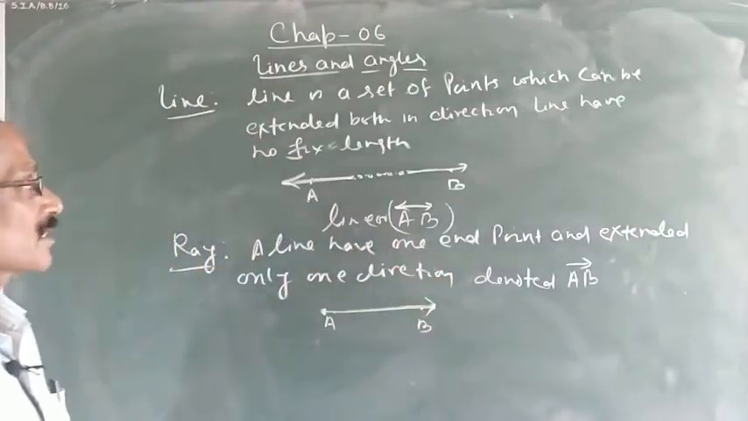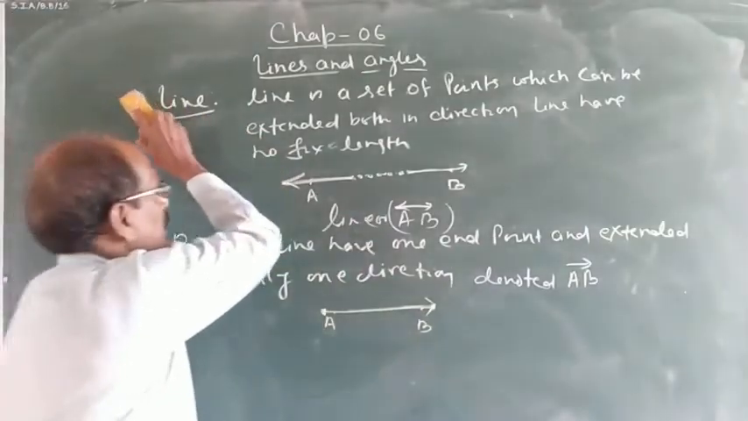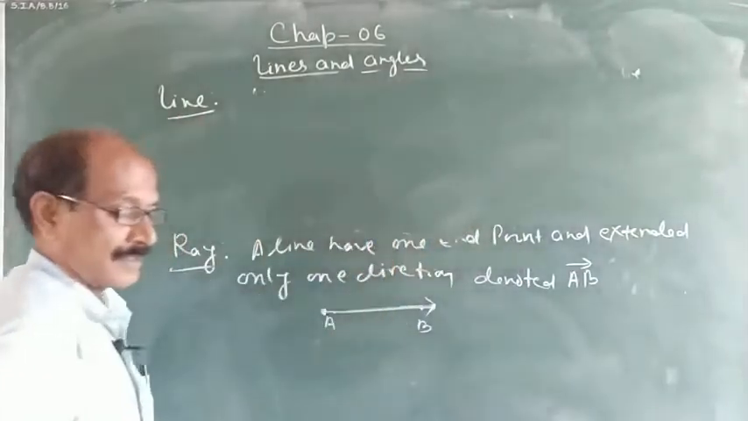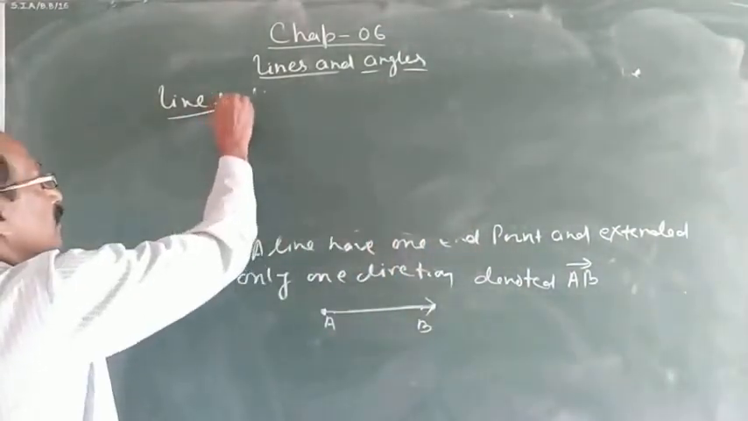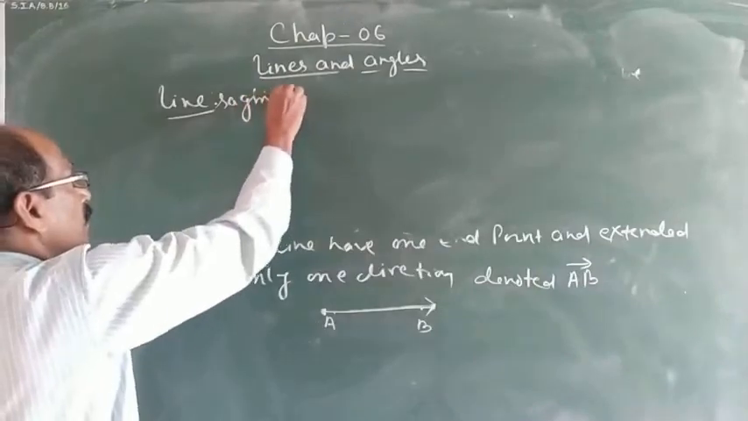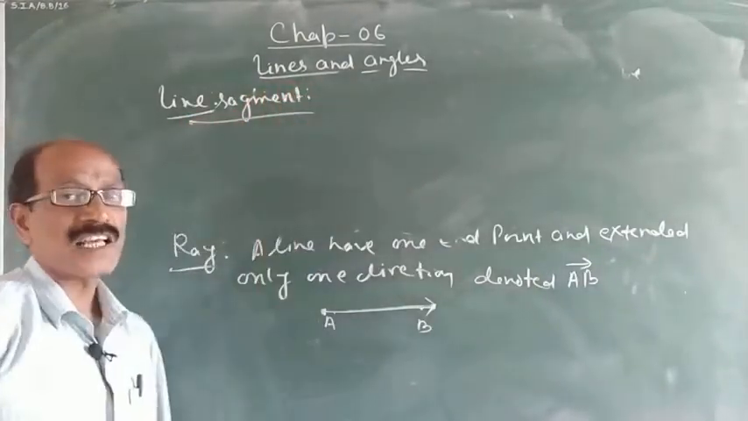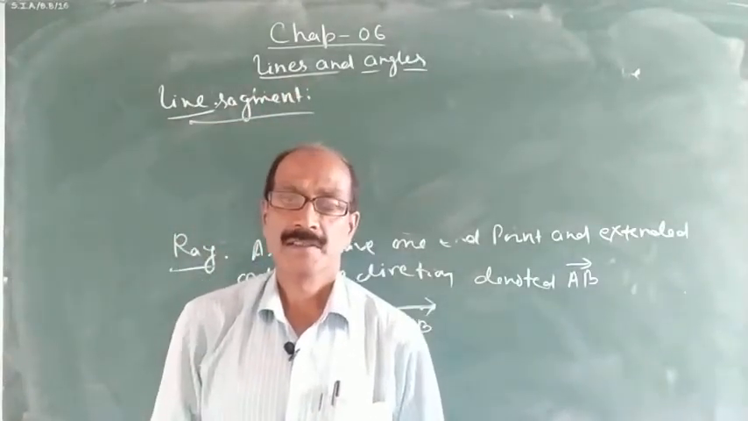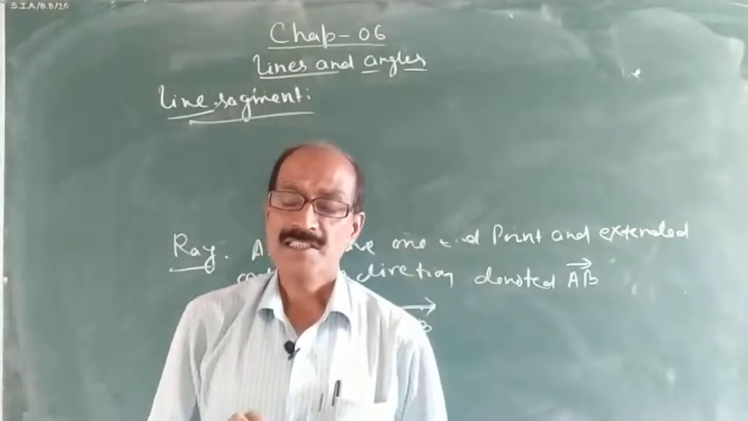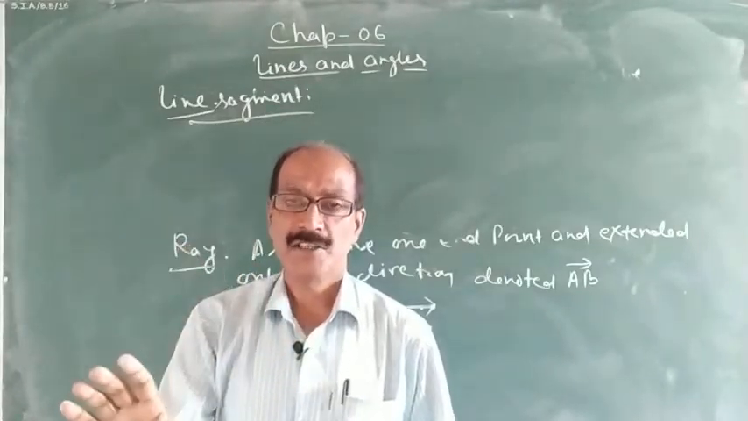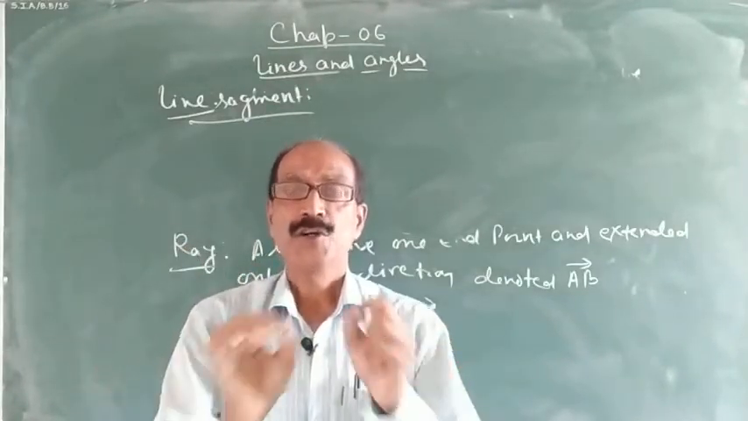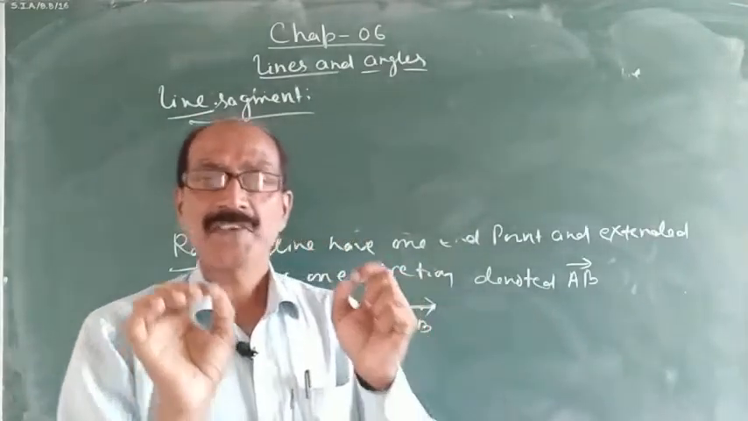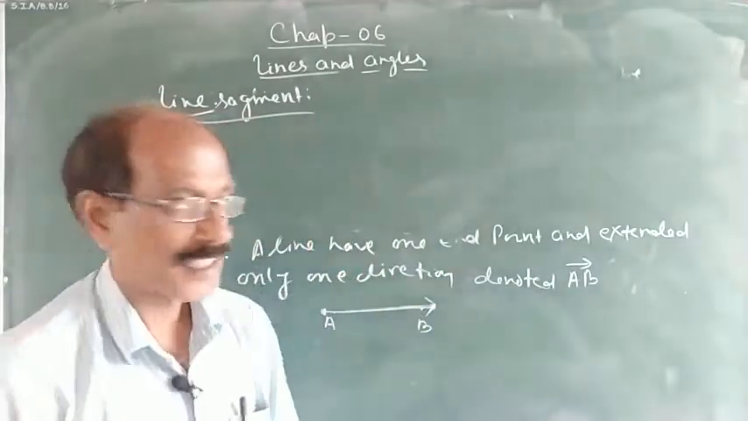Okay. Next topic is line segment. What is the line segment? A line having two end points and having fixed length is called a line segment. That means no increase, no decrease. Having fixed length is called line segment.